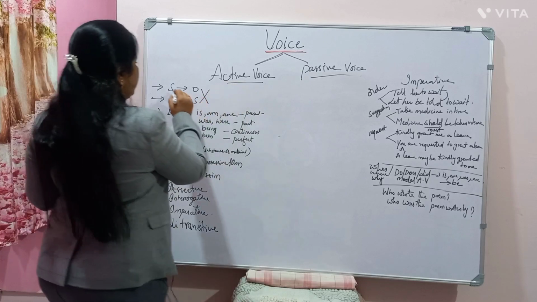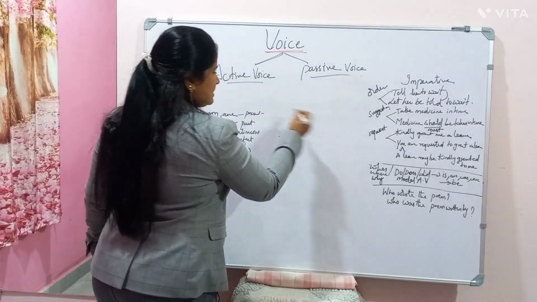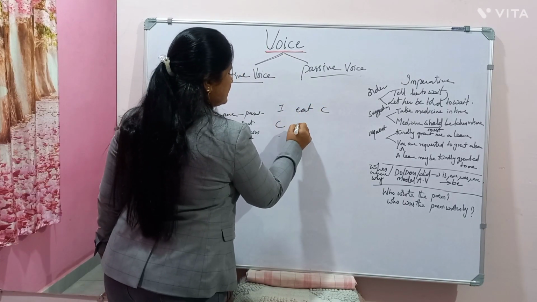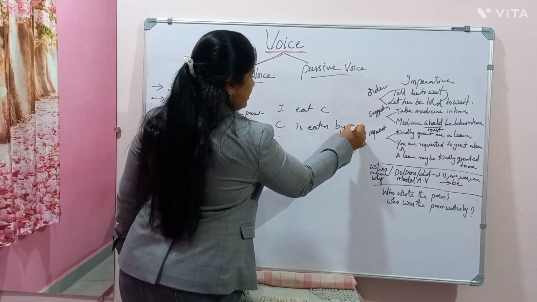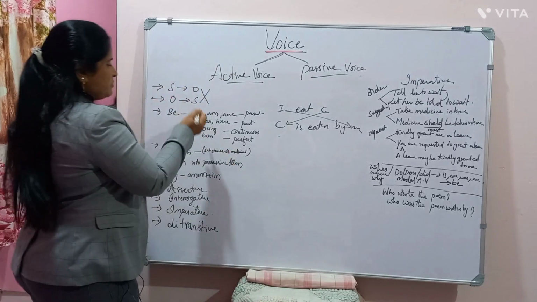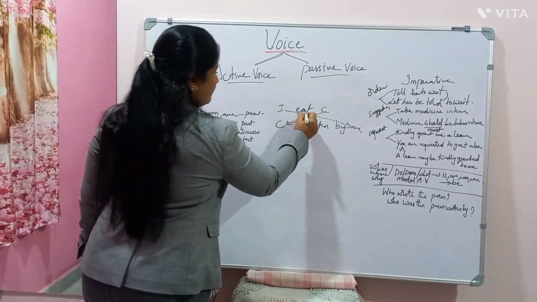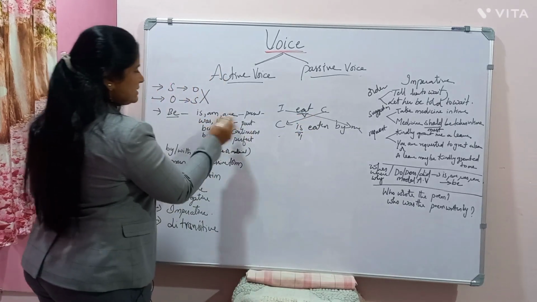Now the first point, it is the subject to object and object to subject. That's what cake is eaten by me. I eat cake. So cake is eaten by me. So this is changed into here, this is changed into here. Subject into object and object into subject. Be form, respective be form. As it is verb 1, it is present tense: is, am, are.